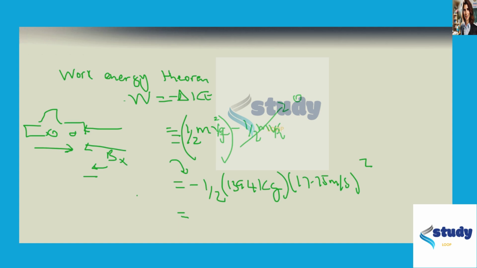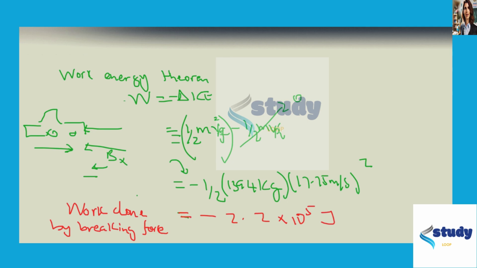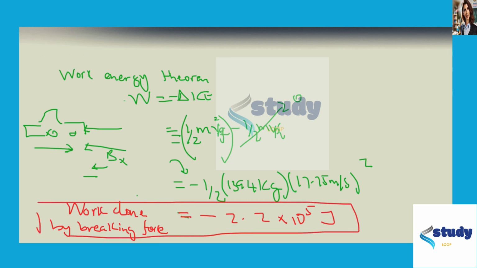If you have very good diagrams, but in this case, you could see that multiplying those numbers, we get negative. So this is the work done by the braking force, which becomes negative 2.2 times 10 to the 5 joules. So that's what we have in this problem. Negative 2.2 times 10 to the 5 joules. That's the work done by the braking force.